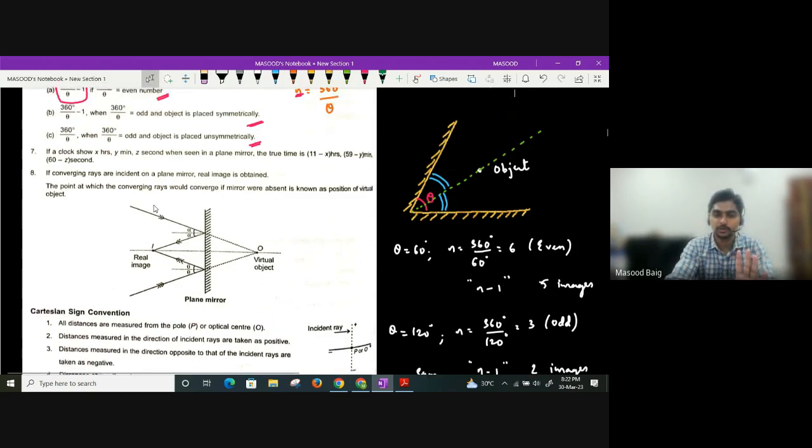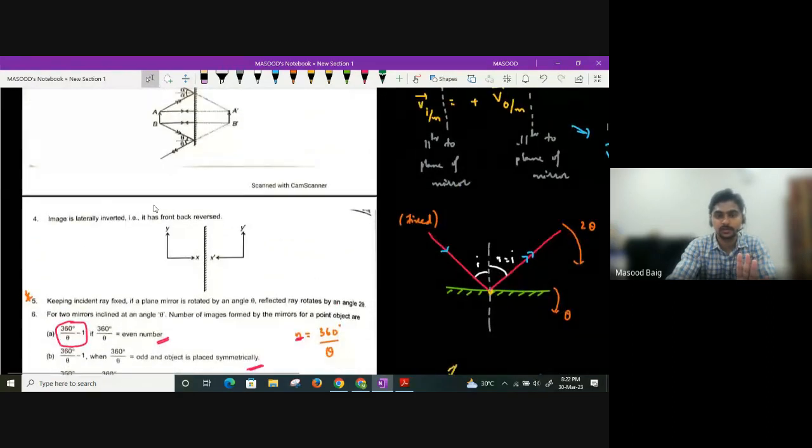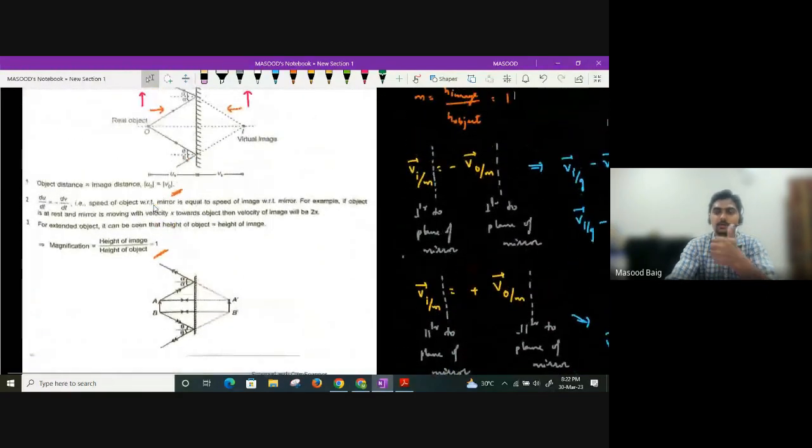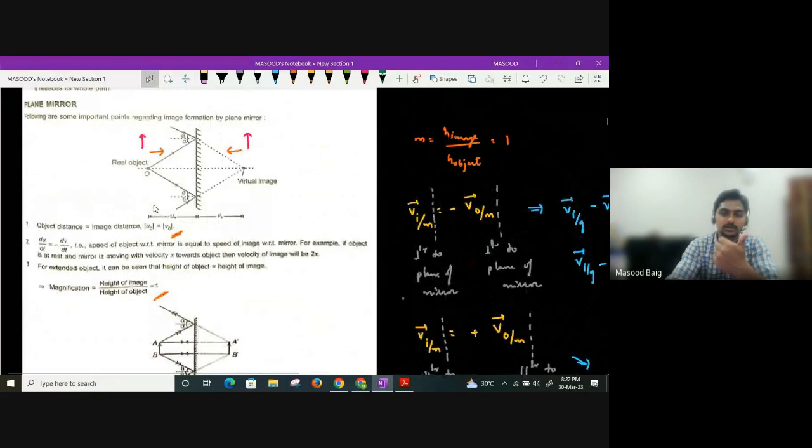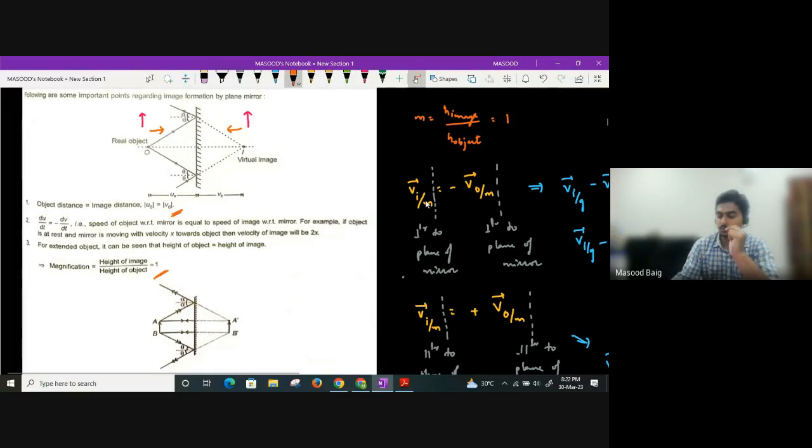So what are the points to remember in plane mirror? Please remember, once again, I'm telling, first and foremost, object distance and image distance, both are same. Height of the image and height of the object, both are same. So magnification will be 1. In the same manner, these 2 points are important.